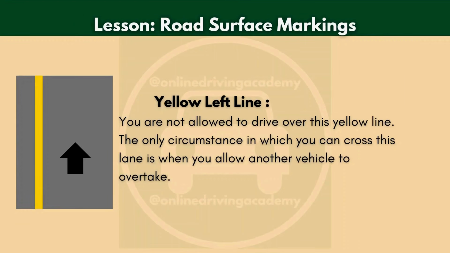Now we see a yellow left line. You can see the arrow is pointing that you are driving ahead, and then we see a yellow line to the left. So here you are not allowed to drive over this yellow line. The only circumstance in which you can cross this line is when you allow another vehicle to overtake. Now remember, you are allowing another vehicle to overtake. You are not overtaking. So what does that mean? That means if you're driving on this road, you go a little bit towards the left, beyond that yellow line, and the person that is behind you will overtake you. So that's the only time that you're allowed to cross this.